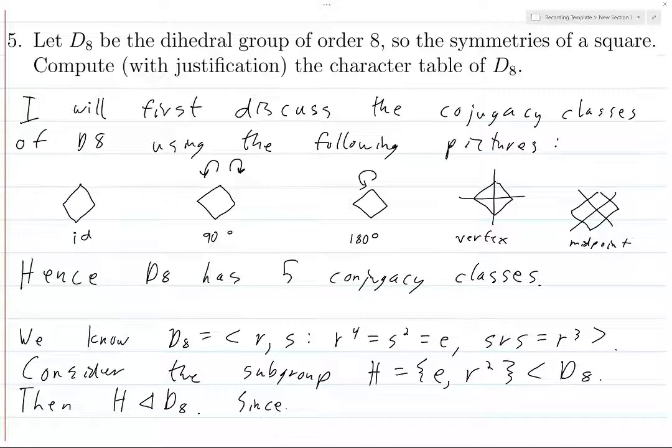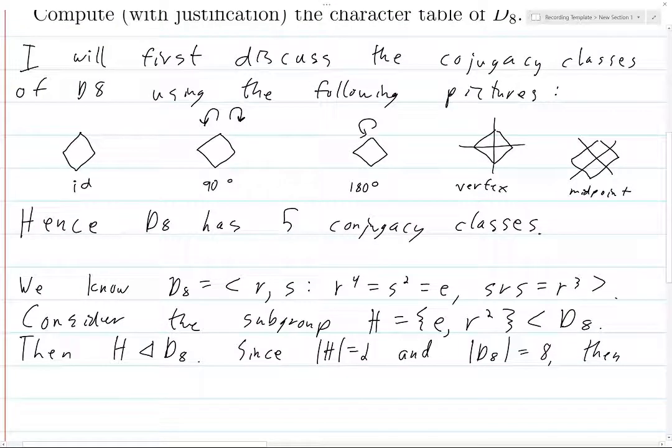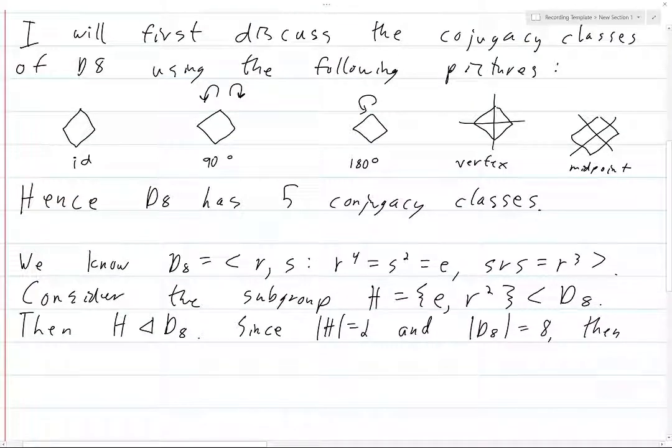So since the norm of H is 2 and D8 is 8. By the way, why are we... Oh, here. Then I'm going to finish this sentence and then ask this question. So D8 mod H is 4. So what are we doing with H? Why are we finding a normal subgroup?